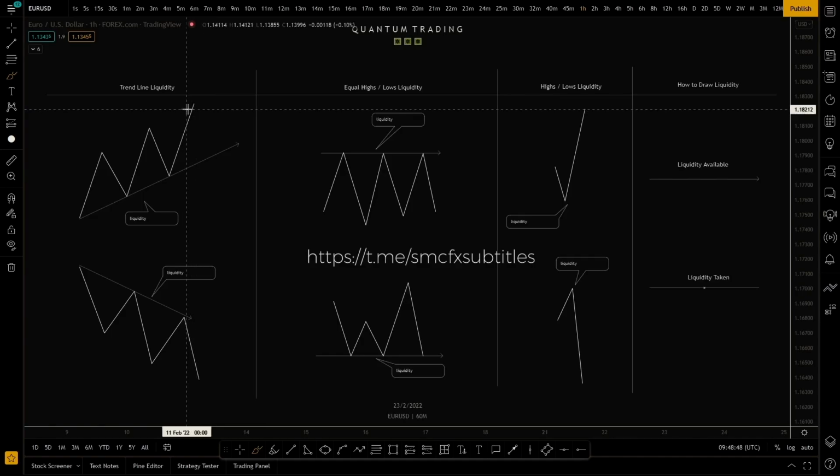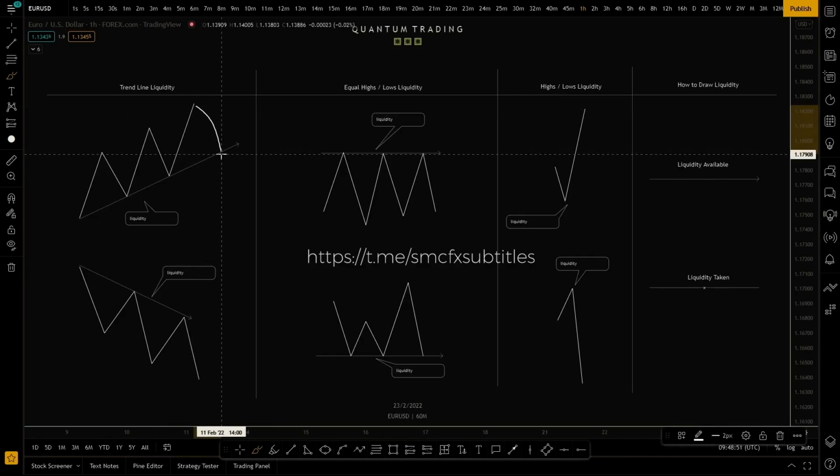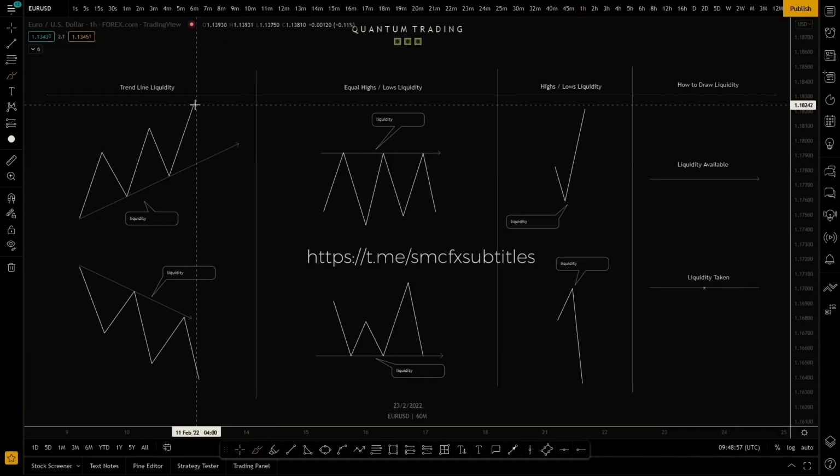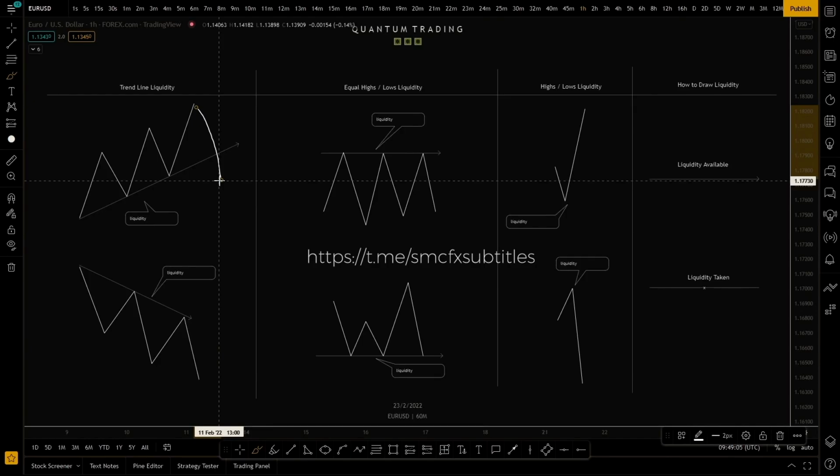So if we see price come back down here and potentially go past the trend line, anyone who's looking to buy this touch on the trend line, what does this mean? Well, they've been taken out of the market. But then what do retail traders look to do once these trend lines have been violated? They then look for a break and a retest. This is the simple methodology behind retail trading.